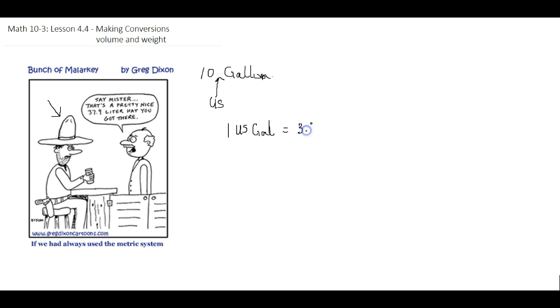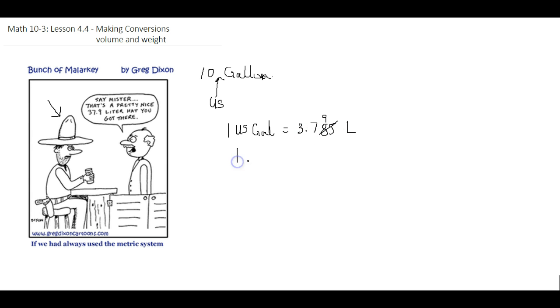Okay, so 1 US gallon is equal to 3.785, and we'll round that to 9 like they did in the cartoon. So we've got our conversion factor. 1 gallon is equal to 3.79 liters.